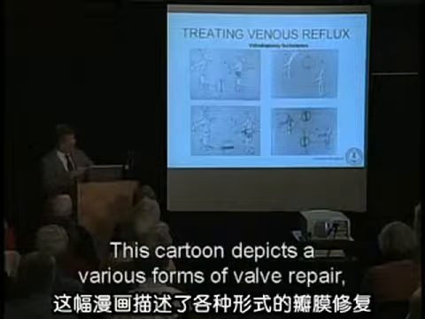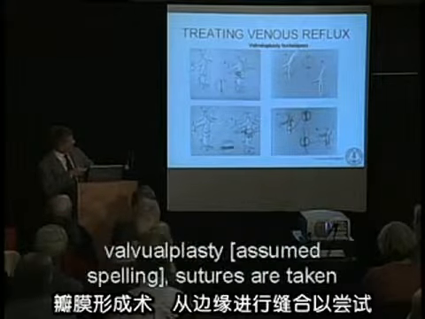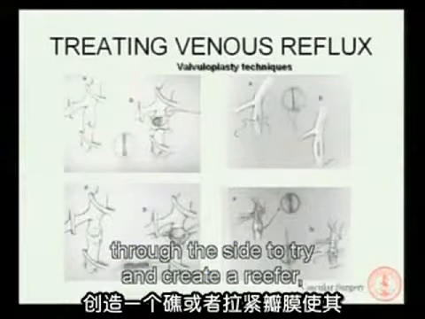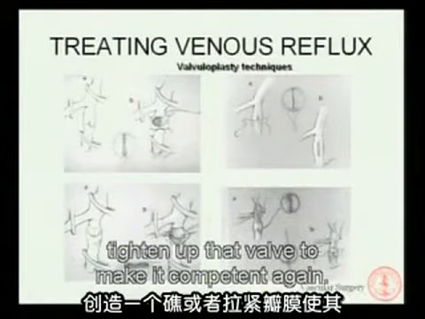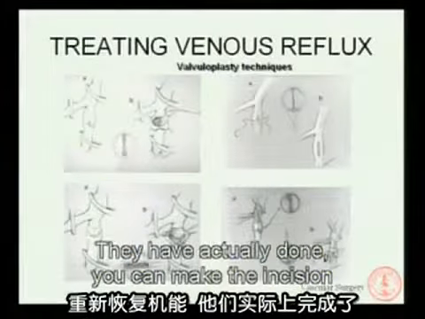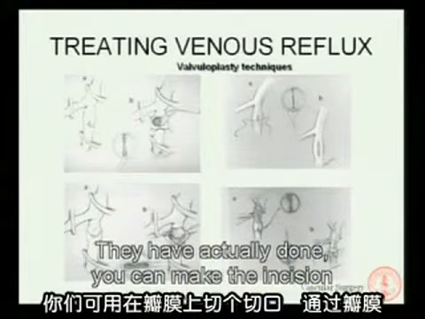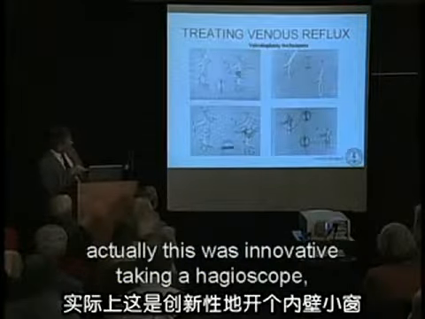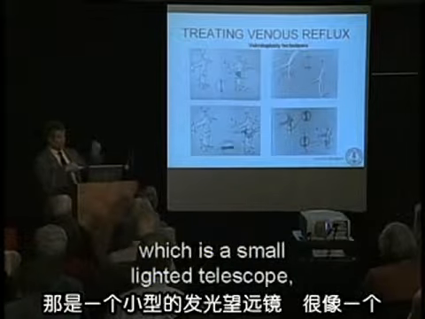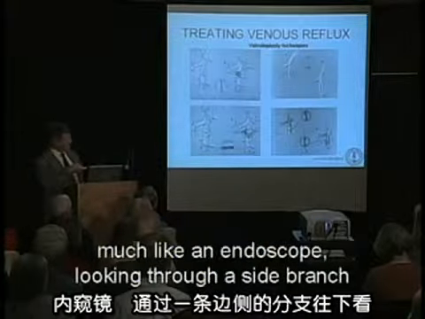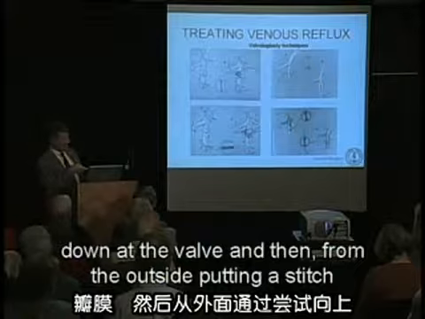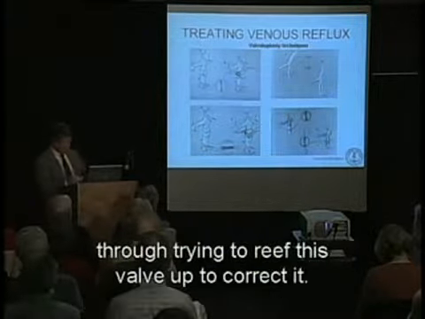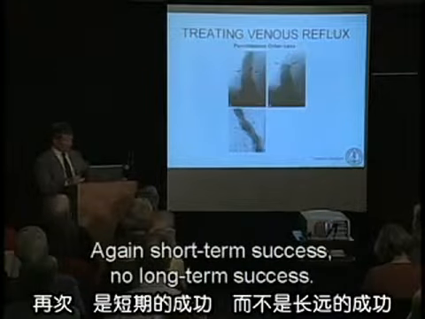This cartoon depicts the various forms of valve repair, valvuloplasty. Sutures are taken through the side to try and create a reef or tighten up that valve to make it competent again. You can make the incision above the valve, or through the valve. Actually, this was innovative: taking an angioscope, which is a small lighted telescope, much like an endoscope, looking through a side branch down at the valve, and then from the outside putting a stitch through, trying to reef this valve up to correct it. Again, short-term success, no long-term success.